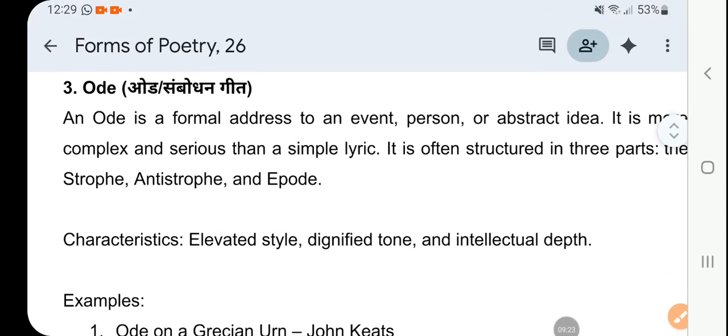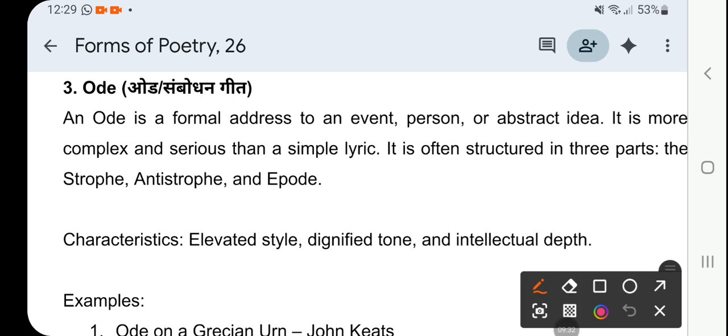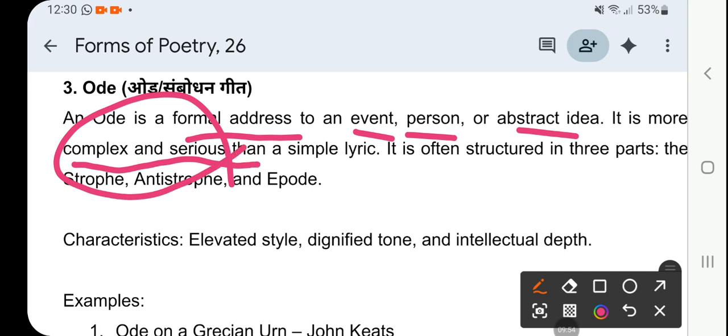Now moving to the third form, that is the ode. An ode is a formal address, right? A formal address to an event, person, or abstract idea, right? It is more complex and serious than a simple lyric. A little bit complex and serious, right?